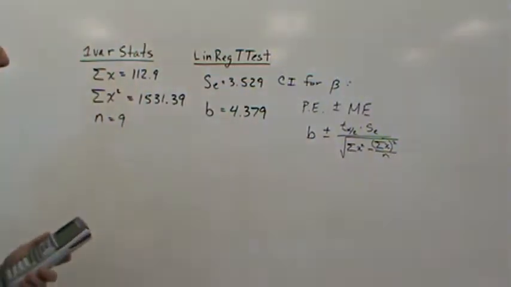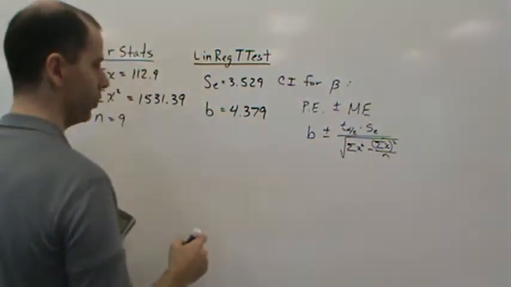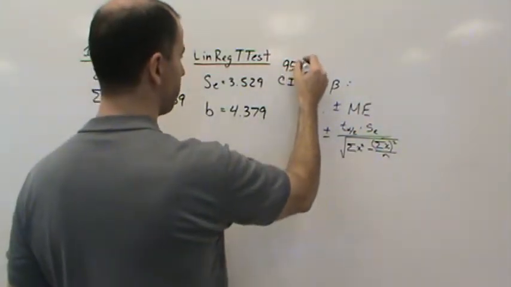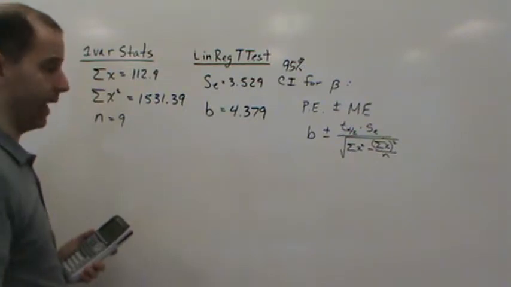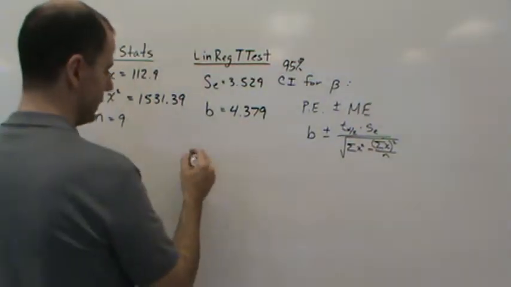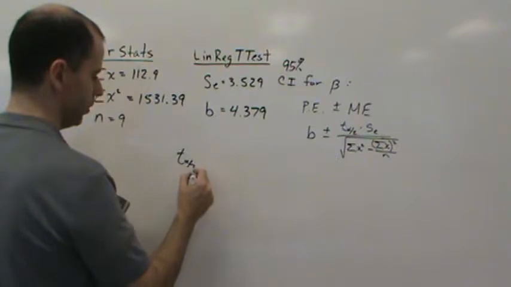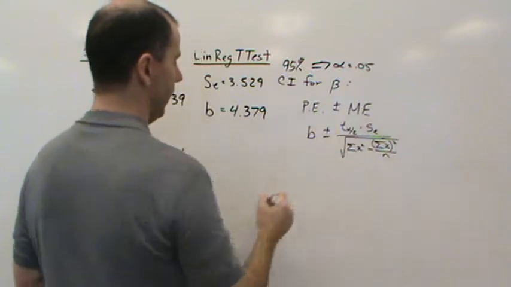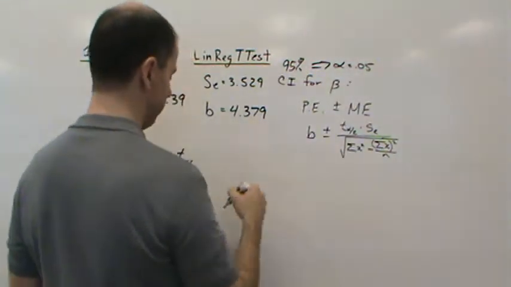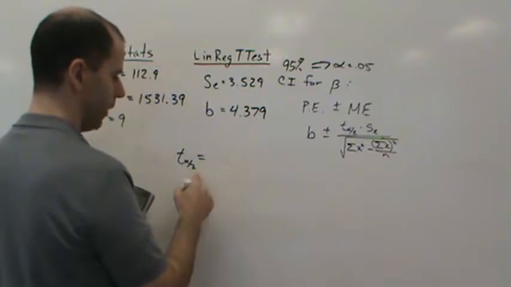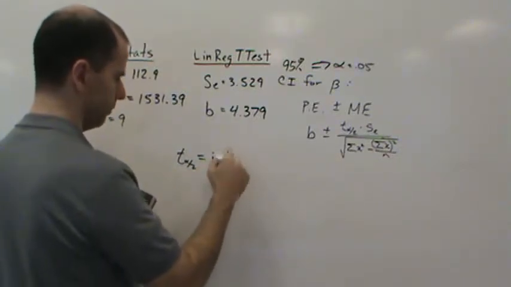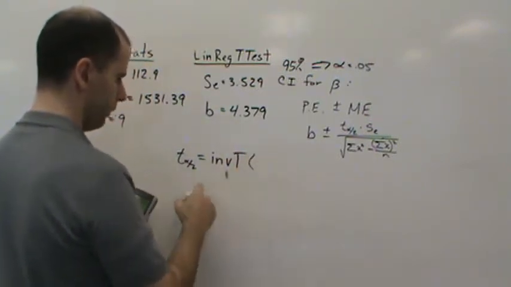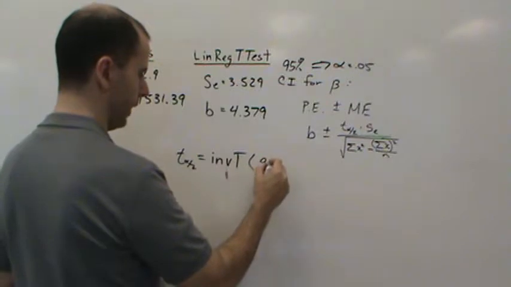Okay, so now the only thing I need is my t alpha divided by 2, but that comes from the confidence level. Let's say we want a 95% confidence interval. So alpha is going to be 0.05, and alpha divided by 2 is 0.025, right? So what's the function I'm going to use? I'm going to use inverse T, just like before. So you should know this already. So inverse T, my area to the left is going to be 0.975.